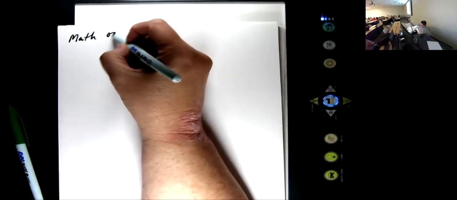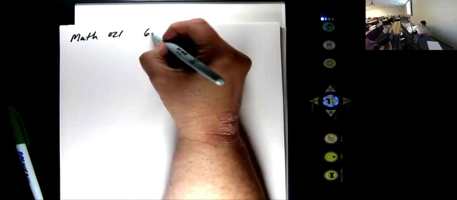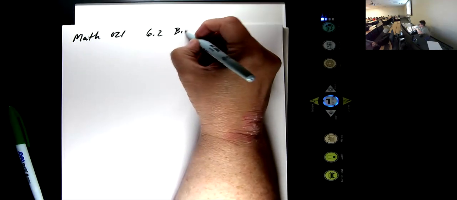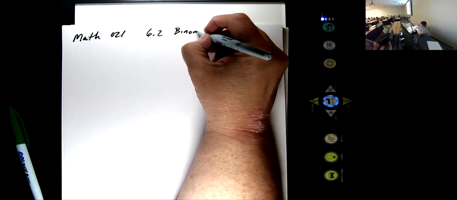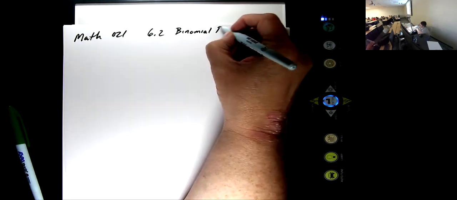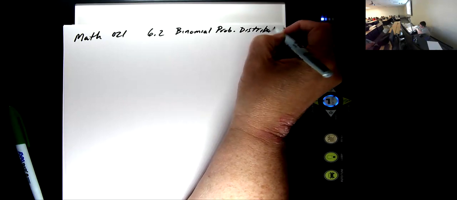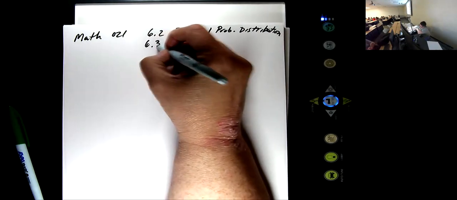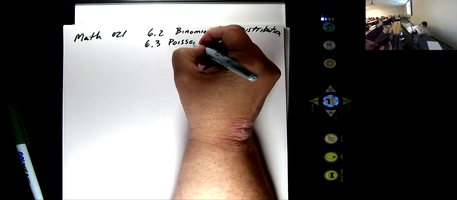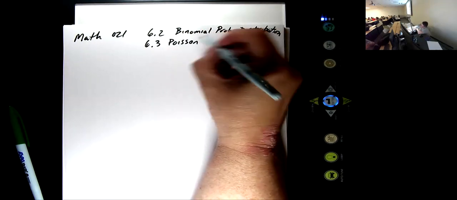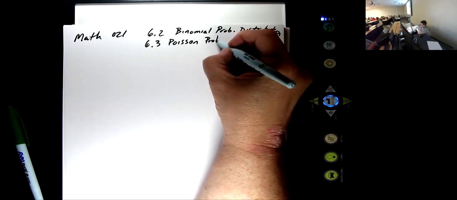All right, so I have no idea what day it is. I'll look at previous lectures when I label them. We're doing 6.2 and 6.3. 6.2 is on binomial probability distributions. In 6.3, it looks like the word Poisson, but there's an extra S. It's Poisson. The Poisson probability distribution.